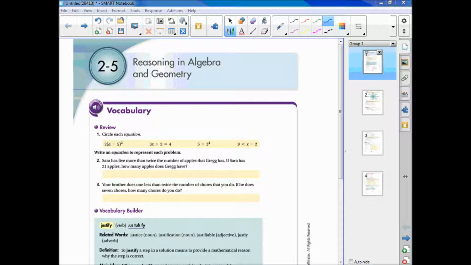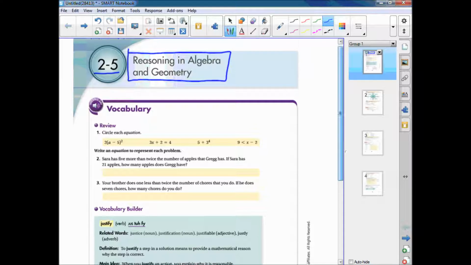Hello, welcome to another lesson in geometry. Today we are covering section 2.5, reasoning in algebra and geometry. So we're going to go back and look at some of our algebraic reasoning that we've done in the past. Okay, all right, so quick review.